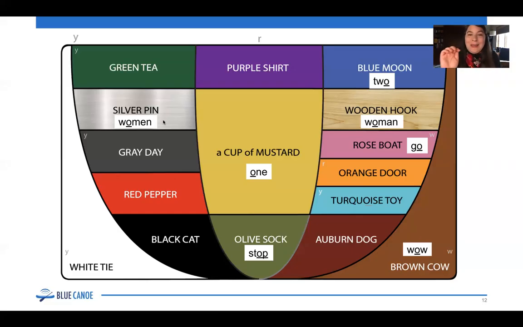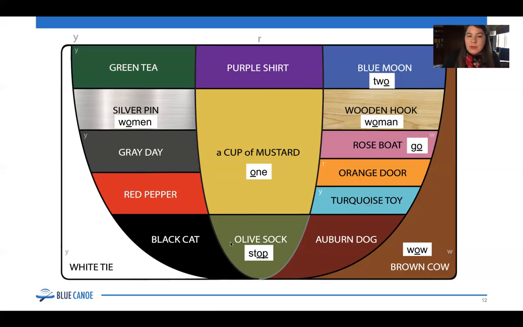Let's look. Silver pin, women. So this is how it works. This underline is the stressed vowel sound. It's longer. And that underline, no matter what letter is there, will be this sound, I. Silver pin, women. So you can use this sound where the underline is.